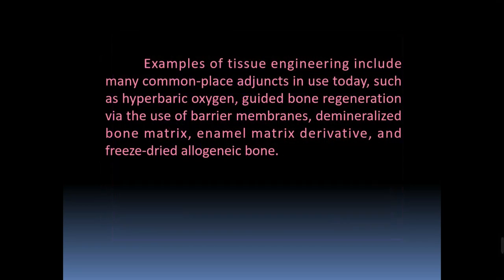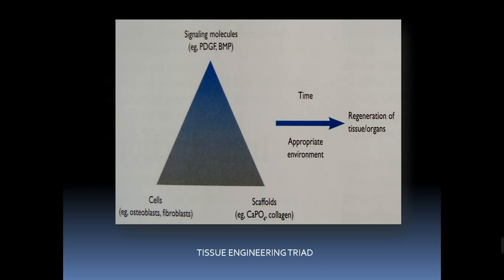In vivo, ex vivo. Now, examples of tissue engineering include many commonplace adjuncts in use today, such as hyperbaric oxygen therapy, guided bone regeneration via the use of barrier membranes, demineralized bone matrix, enamel matrix derivative, and freeze-dried allogenic bone. Now, this is the tissue engineering triad.